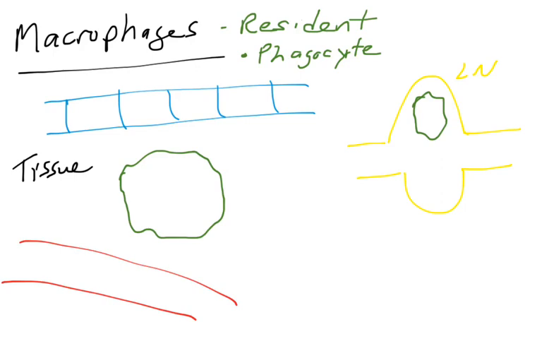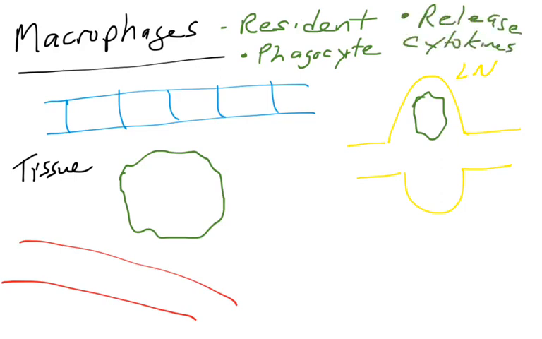Macrophages are resident phagocytes. They will stay in the tissues where they're located. They're not going to travel. We'll see dendritic cells later are migratory phagocytes. Macrophages are resident phagocytes. What else do we want to talk about?